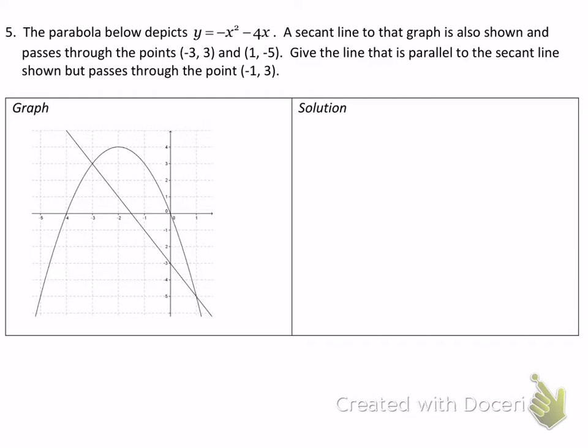All right, the last thing today is the parabola below depicts negative x squared minus 4x. A secant line to the graph is shown, like we've talked about before, and passes through those 2 given points. So I'm going to label that. This point right here is negative 3, 3. And down here at the bottom, we have 1, negative 5. Given that the line is parallel to the secant line, so there's a line parallel to this, but passes through the point negative 1, 3. So it's going to pass through this point right here.